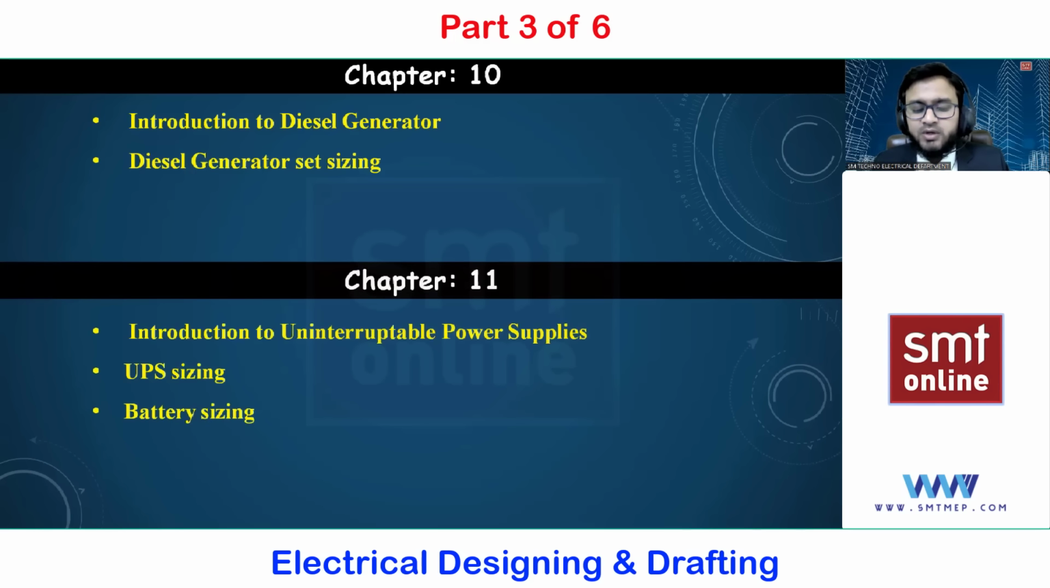In this chapter, we are going to understand about the UPS system, uninterruptible power supply. When you are working with commercial projects, corporate offices or any hospitals, definitely we have to provide an alternate source of supply. We basically have two sources of supply in every project: a transformer supply and a generator supply.